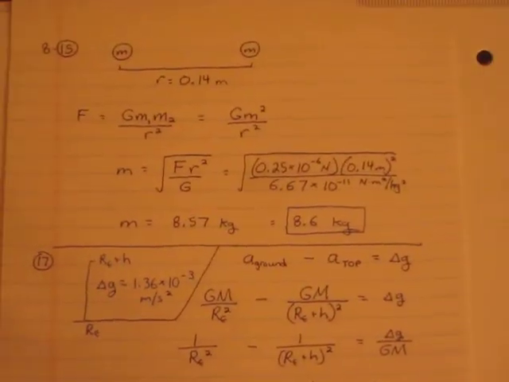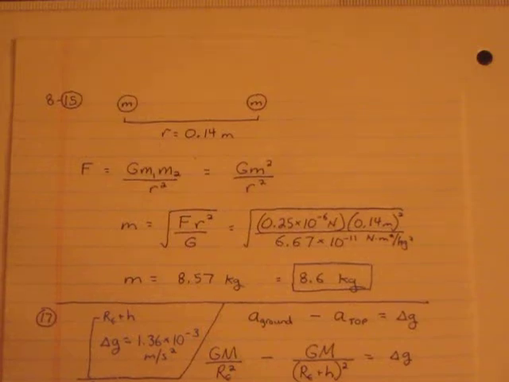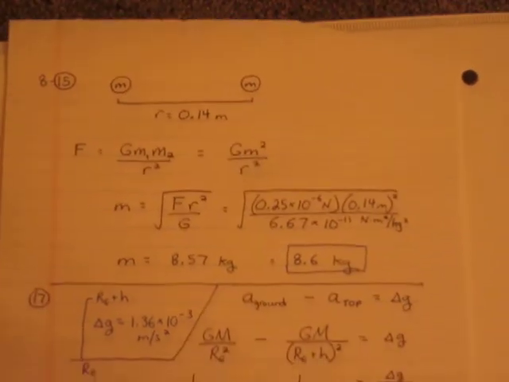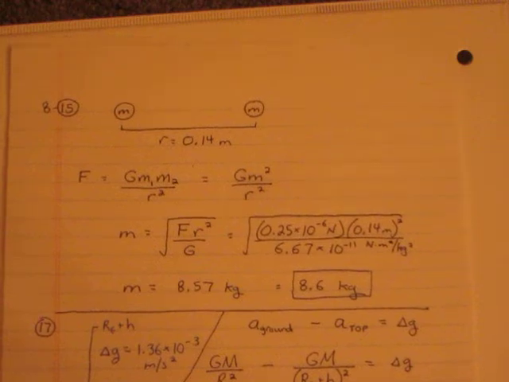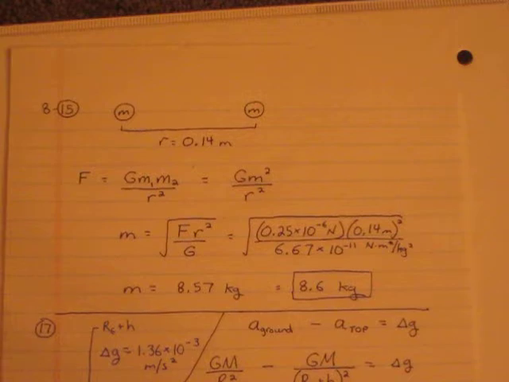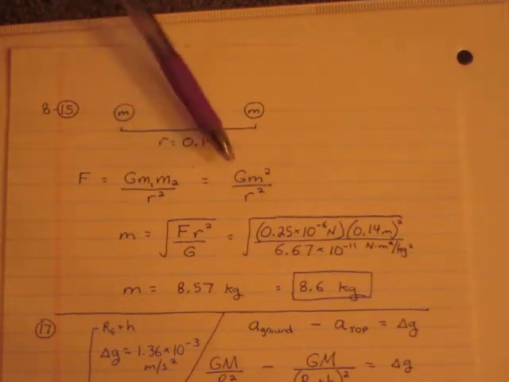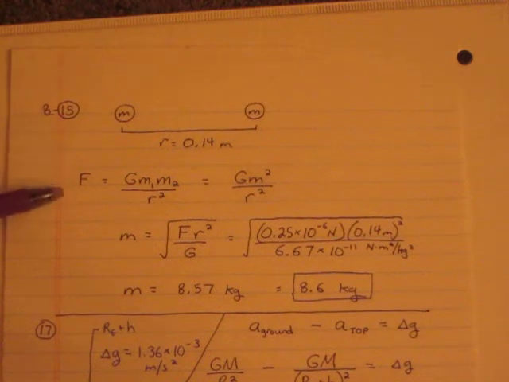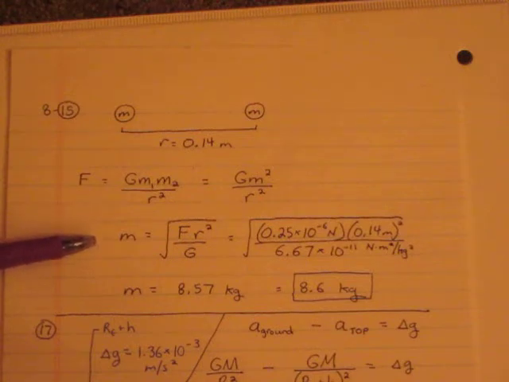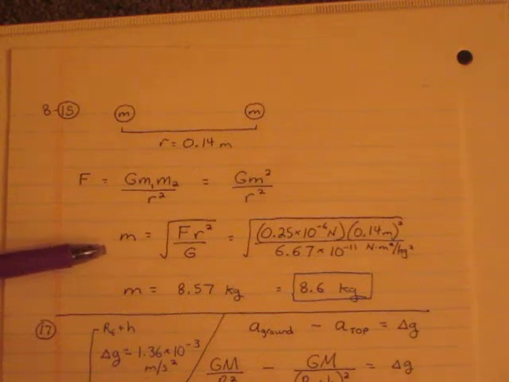Number 15. Two identical lead spheres, centers 14 centimeters apart. Find their mass. We're going to use Newton's equation for gravity. Since they are identical, they have the same mass, so instead of saying m1, m2, let's just say m squared. You're going to take this equation and solve it for mass. So mass equals the square root of force times radius squared divided by G, the universal constant.